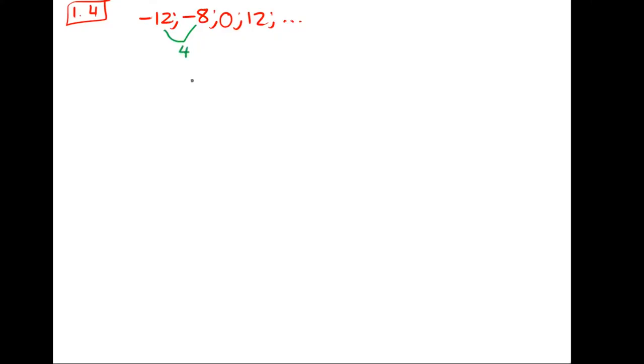Because to go from minus 12 to minus 8, you've added 4. 0 minus negative 8, you will get 8. 12 minus 0, you will get 12. So every time our first differences are getting larger. And then our second difference: 8 minus 4 is 4, 12 minus 8 is 4. So if we want the next 2 terms of the pattern, here it's 4, 8, 12.